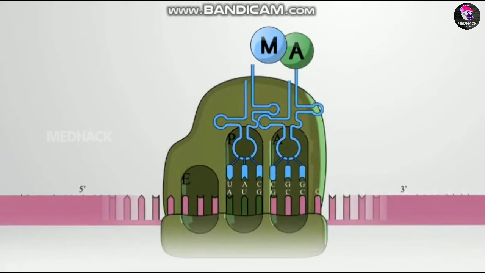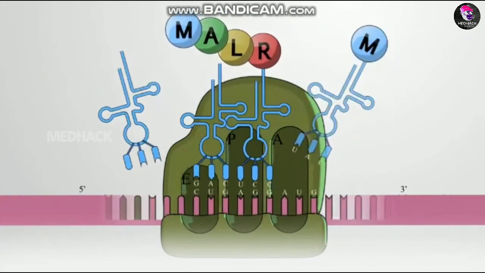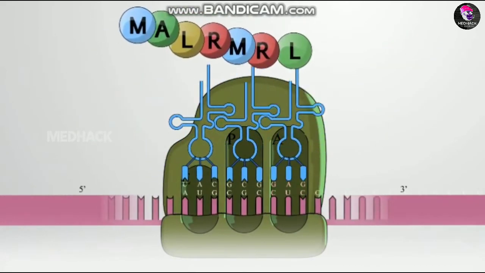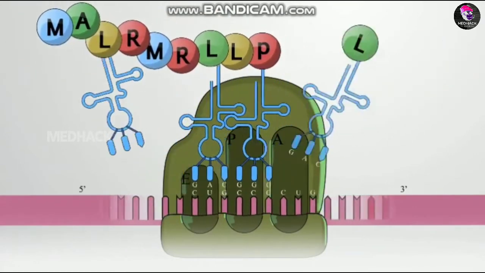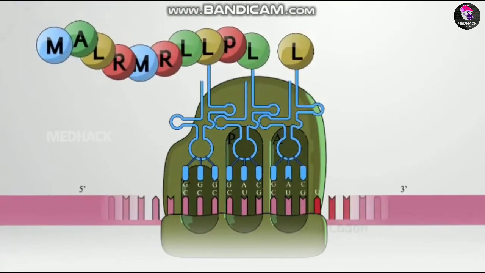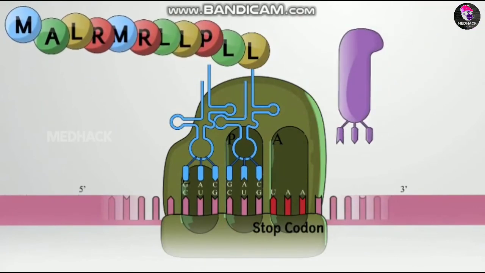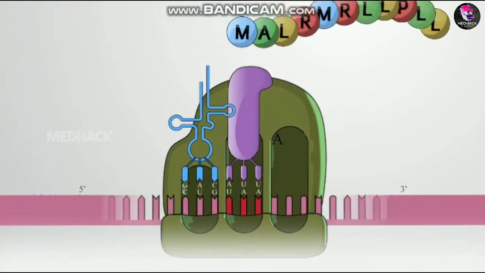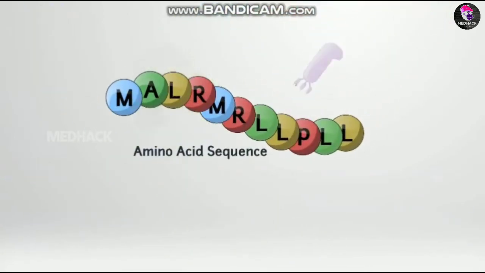Translation continues as the ribosome moves to the next codon in the sequence. This forward movement is called translocation and will continue until the ribosome encounters a stop codon. Stop codons are unique in that they do not have tRNAs. Instead, proteins called release factors bind to the stop codon, which induces the ribosome to release the newly synthesized protein and causes the ribosomes to dissociate.